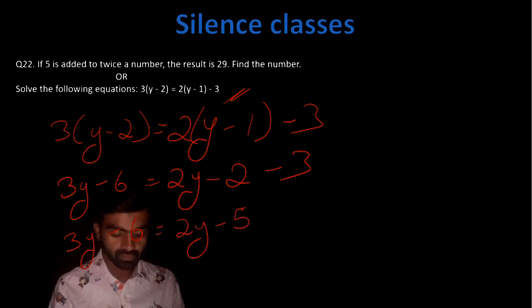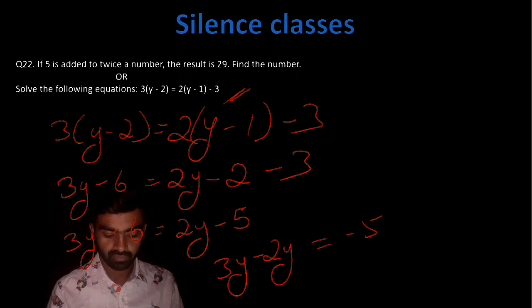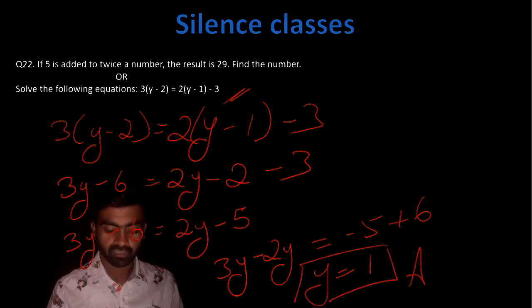Now let's move the like terms together. 3y minus 2y. Once the 2y moves to the left hand side, plus will become minus, because of the equals sign, and it is equal to minus 5 plus 6. So y is equal to 1. So we got the value of y, that is 1, and this is the answer.